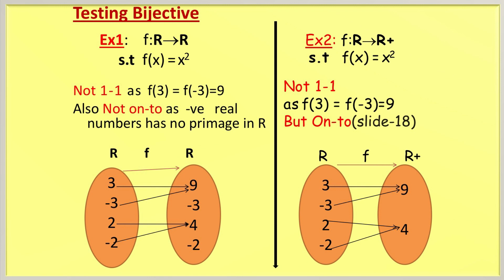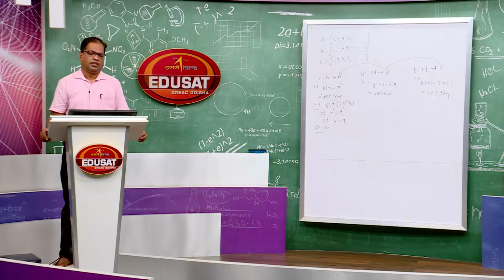In example 2, the function is from R to R plus, the set of real numbers to the set of positive real numbers. In example 3, it is from positive real numbers to R with the same function, and in example 4, it is from the set of positive real numbers to the set of positive real numbers. So, we first see example 1.